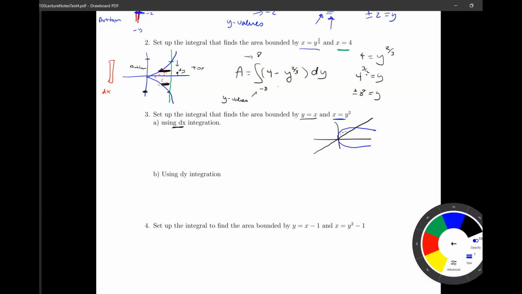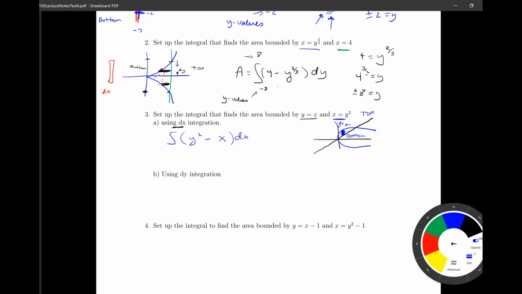So if I'm using dx integration, I'm making rectangles this way, right? Where the thickness of the rectangle is this way, dx. So that's a dx area. The blue would be the top, and the black would be the bottom of the rectangle. So the top of the rectangle is touching the graph of x equals y squared, and the bottom is touching the graph y equals x.